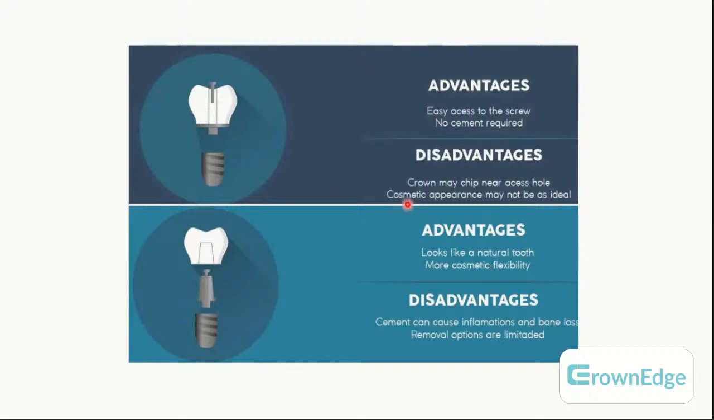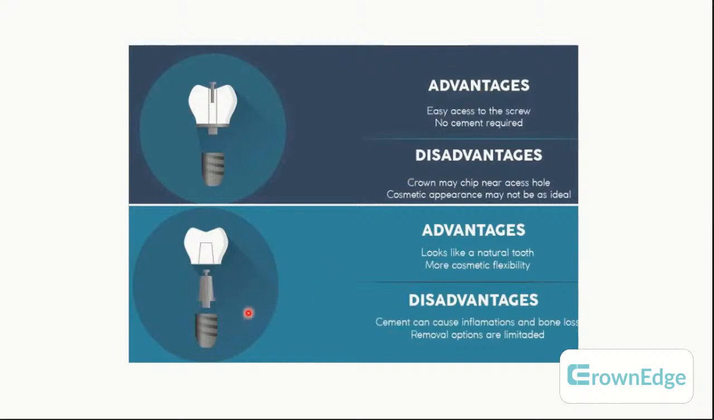You cannot have a show through of a screw in your anterior cases, right? Also, the crown may chip near the access hole because in that area there is slightly weak ceramic present. When I say ceramic, I mean metal ceramic which is present. These are the disadvantages of your screw retain. So you cannot use it for anterior cases and there are chances of screw breakage. But the advantage is that implant health is sustained and you can easily retrieve your implant prosthesis.